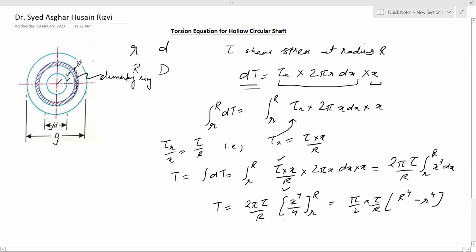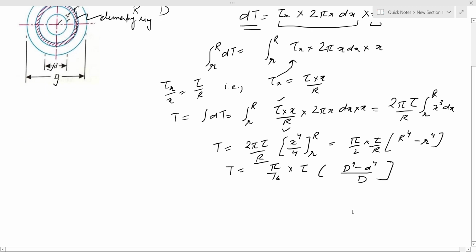On solving, we will get T equals pi by 16 into tau. We will make the radius R into diameter, D equals 2 times R, and this will be D to the power 4 minus small d to the power 4 upon D. This is the value of twisting moment or turning moment.